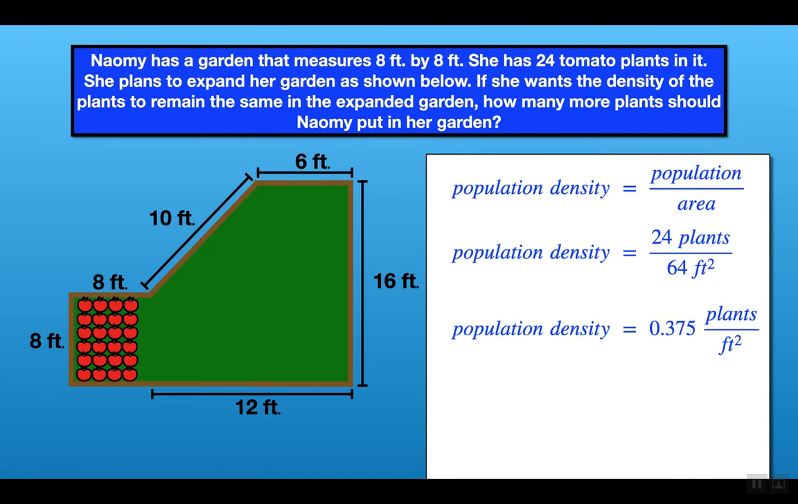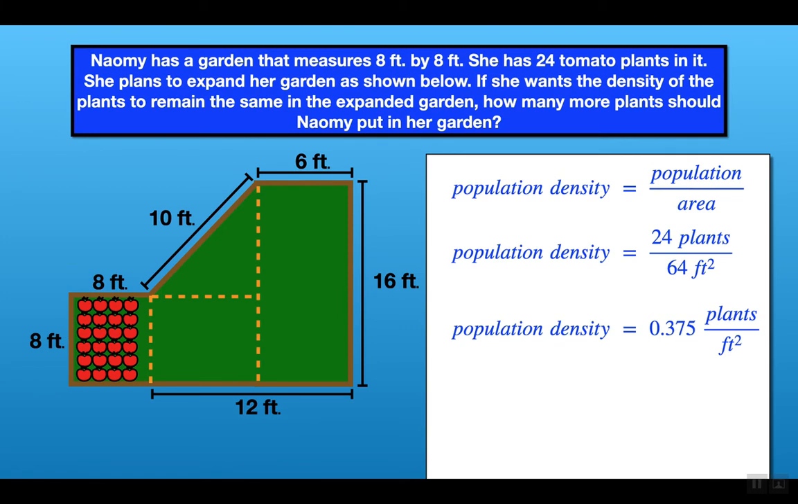Okay, now that we have that, let's look at the expanded section of the garden. We need to figure out the area of the expanded section of the garden, and the way we're going to do that is by dividing it into familiar shapes. With the lines that I've drawn on the garden, you can see that we've divided it into 2 rectangles and 1 triangle. Again, we have 2 new rectangles and 1 triangle. We've divided that area into smaller familiar shapes.